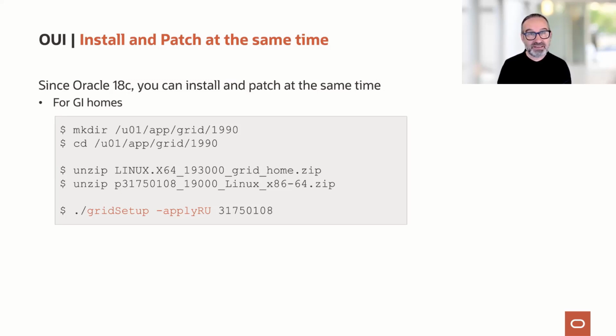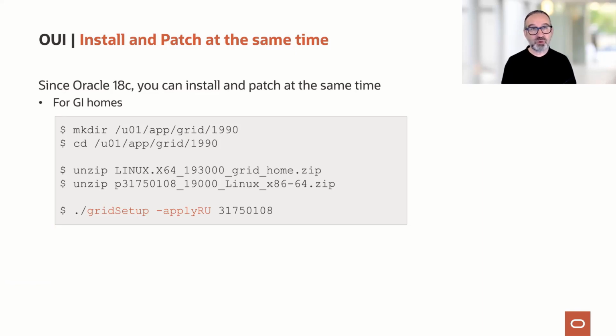And then you unzip also the most recent, in this case it's 19.9.0, release update. So it will be unzipped in a separate subdirectory. It will create a subdirectory for the patch, in that case 31750108. And then when you call gridSetup, you pass on this parameter -applyRU. And you mention the subdirectory's name here, which is the default name when you unzip the patch.